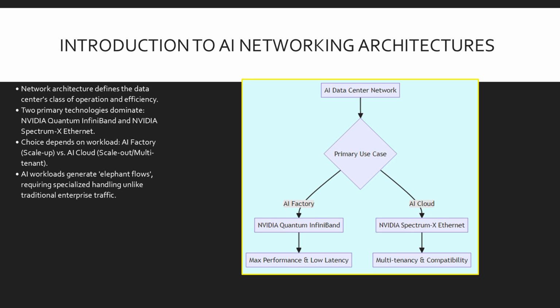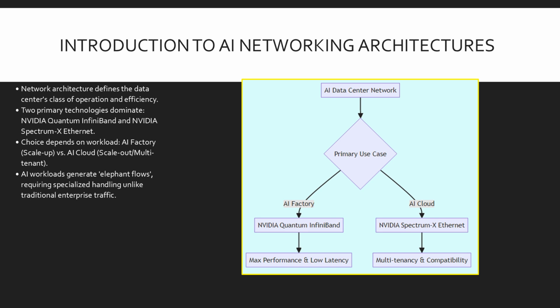You generally have two paths: NVIDIA Quantum InfiniBand, which is the de facto standard for massive scale-up systems like supercomputers, and NVIDIA Spectrum-X, which revolutionizes Ethernet for the AI cloud. Traditional networking concepts often fail here because AI generates massive bursty data flows called elephant flows that can cause congestion in standard networks. Today we will learn how to choose the right path for your specific needs.